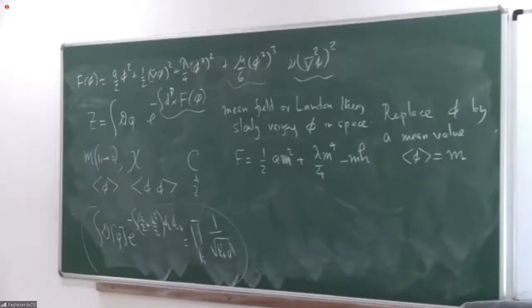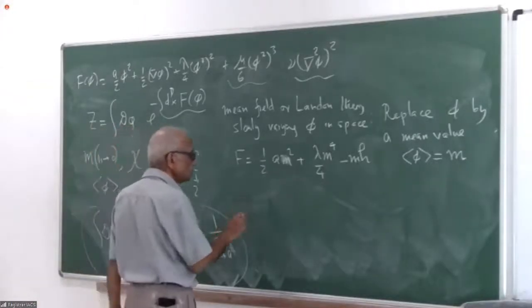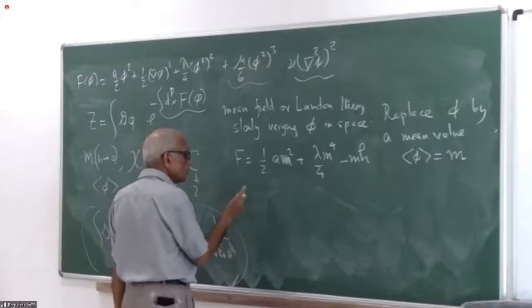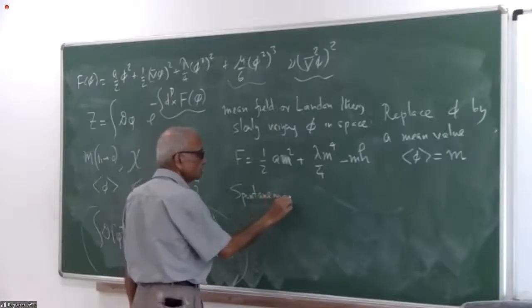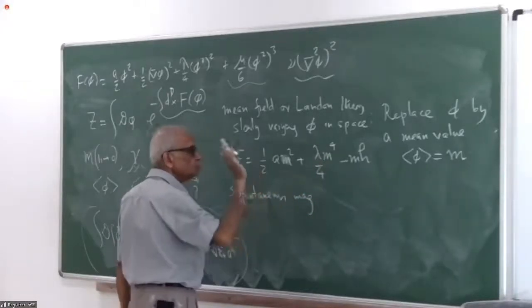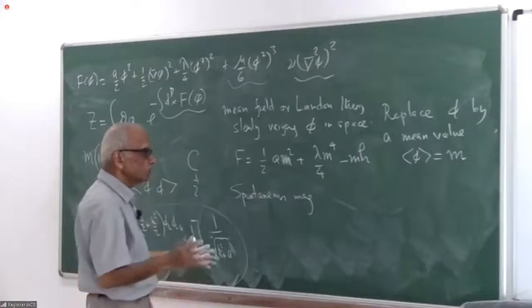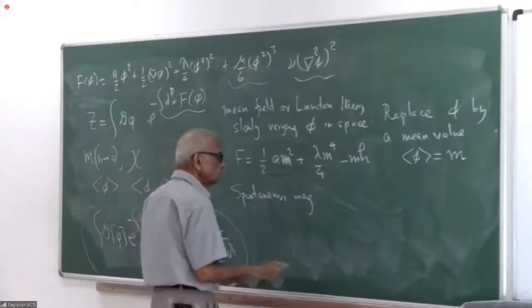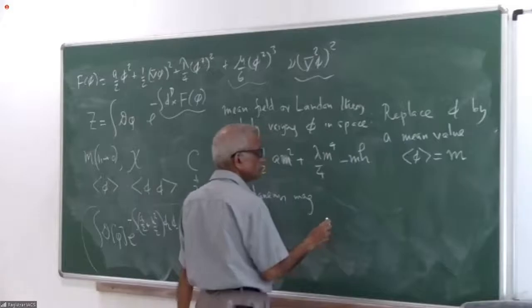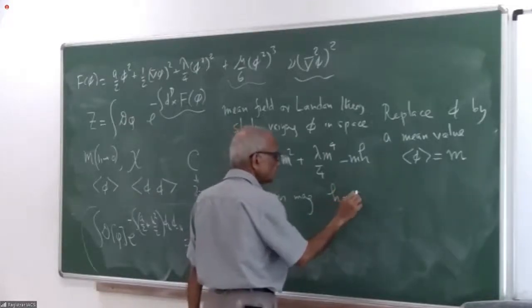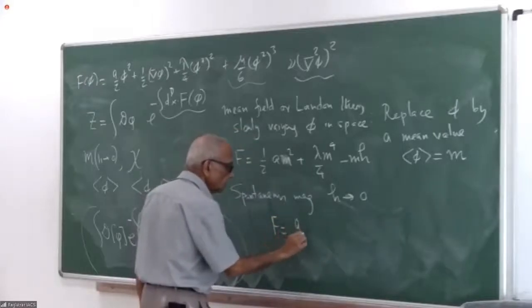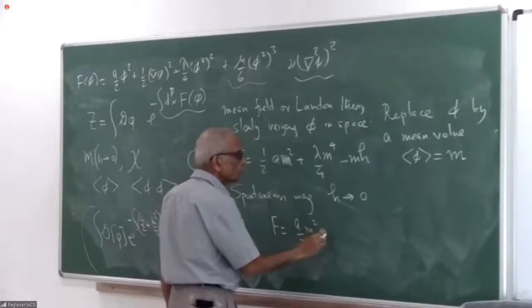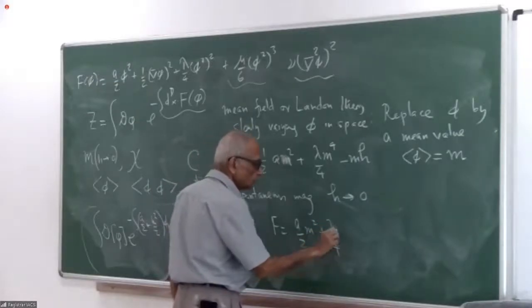Now the point is that if I'm at H equal to 0, spontaneous magnetization is what I'm after. H is necessary to calculate susceptibilities. Without H, no susceptibility. But for spontaneous magnetization, H can be set equal to 0. So as H tends to 0, F is equal to A over 2 m square plus lambda over 4 m4.